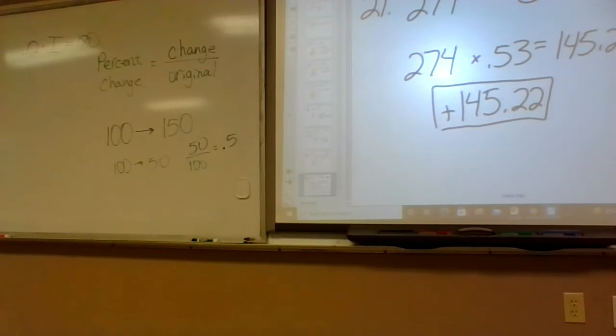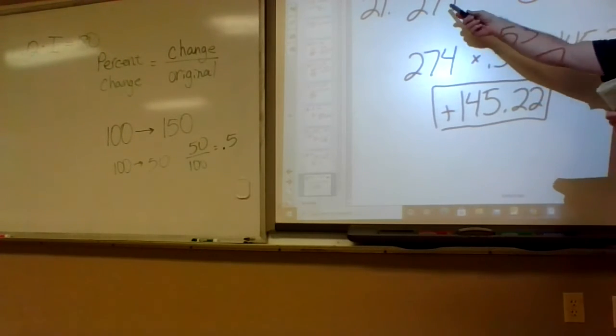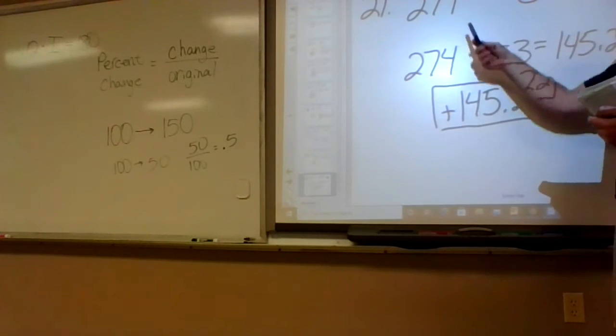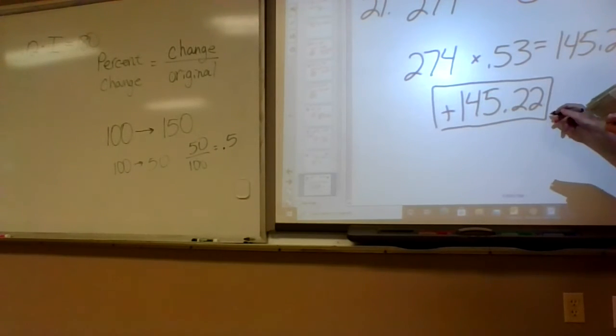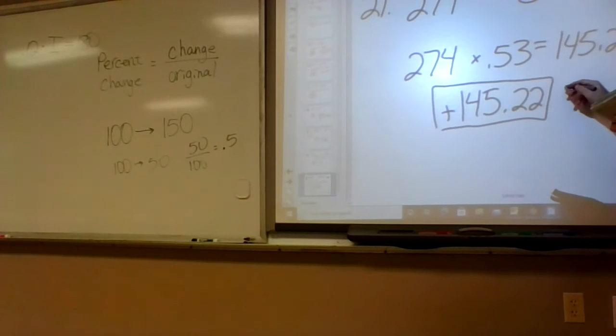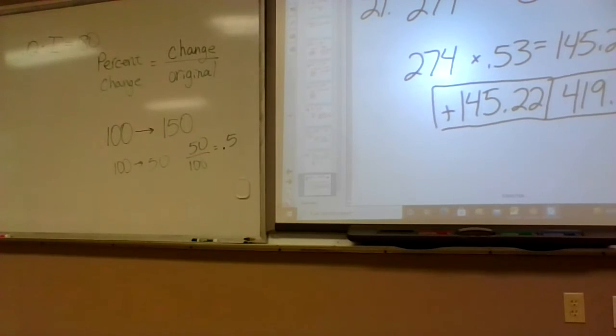Now that we have the change, how do I find the new amount? You add it. The original plus 145.22, since it's supposed to go up this much. So that plus that equals 419.22. It sounds cool to say 2-2.